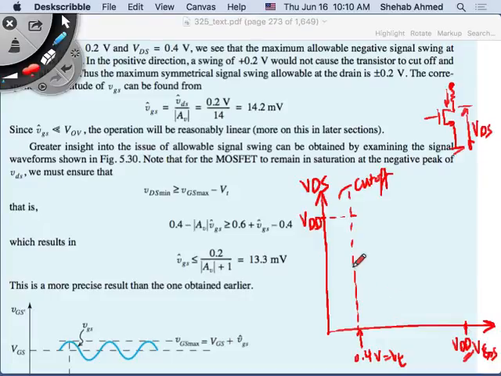Now I need to define some points. Where is the limit between saturation and triode? For which value of VDS? VDS has to be greater than or equal to the overdrive voltage, so that I'm at the limit between saturation and triode, right?